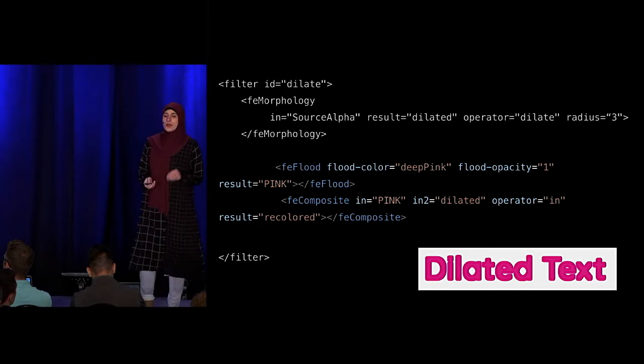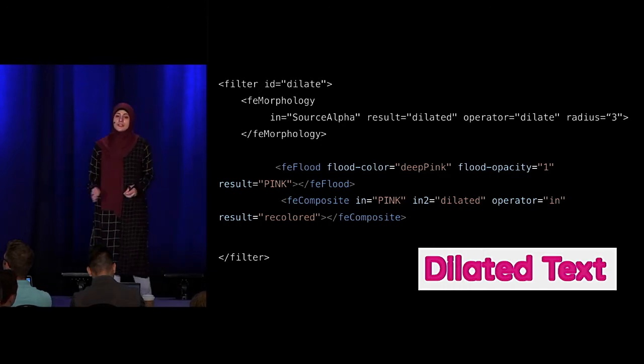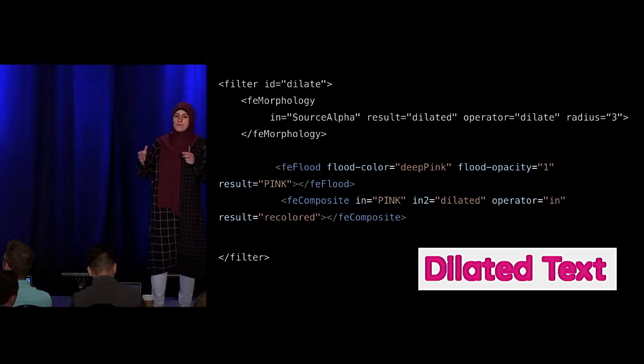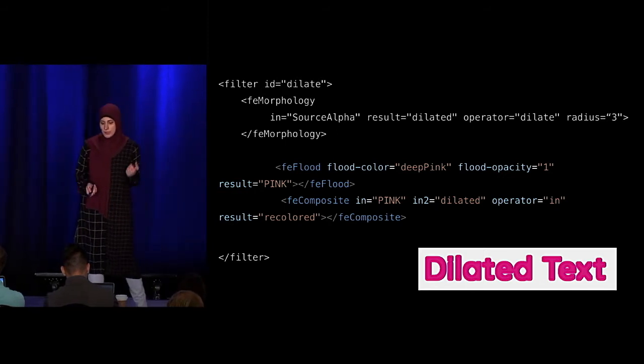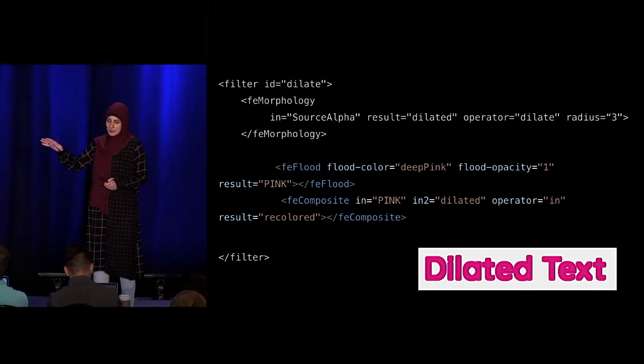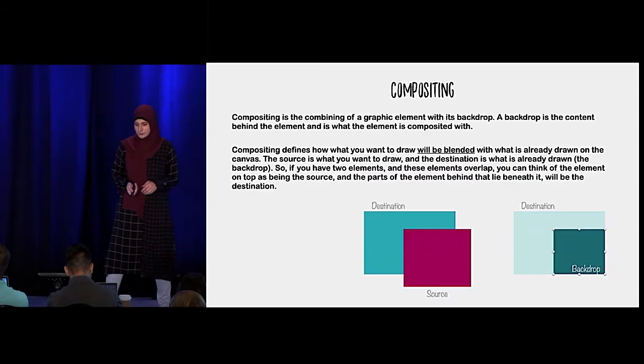Okay? So when you apply feFlood to a filter region, everything in that region is going to be covered with a pink color. Everything. And that's why it's called flood, because it floods it. Now, in order to remove that extra flood area, you use feComposite, which is going to composite that pink color with a piece of text.